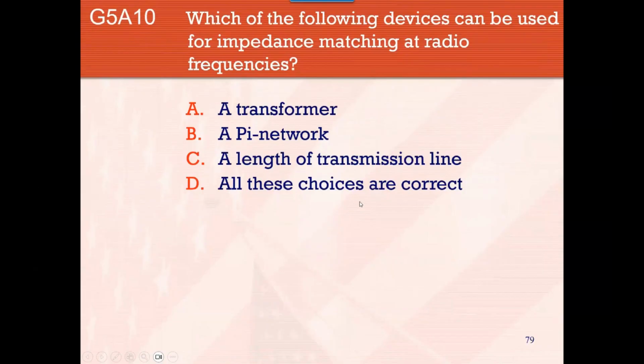Which of the following devices can be used for impedance matching at RF or radio frequencies? A transformer, that's what Jerry mentioned a while ago. If you build an end-fed, you will build a transformer that matches the impedance of your feed line to your antenna. A pi network, which is a network using capacitors and inductors. A length of transmission line, if it's cut to just the exact length, can be used for matching. The pi network, by its tuning, can be used for matching. So the answer is going to be all of the above. Those all work for matching.